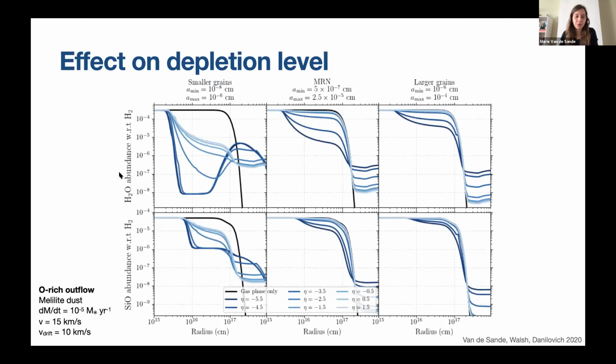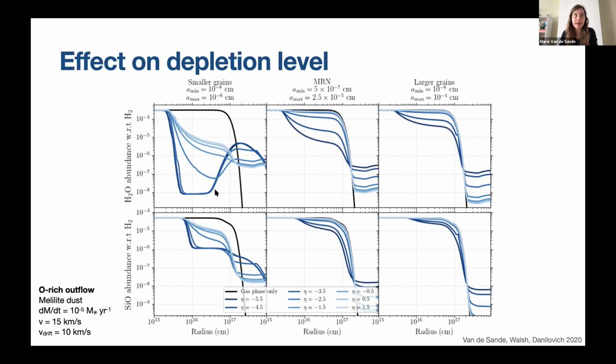Here I show you the water and SiO abundance in an oxygen-rich outflow. Black, again, is gas phase only. Different shades of blue are different slopes of the distribution. In the middle panel, I show you the results using the minimum and maximum grain size of the MRN distribution. On the right, larger grains, and on the left, smaller grains. And it's quite clear from this figure that the grain size distribution has an effect on the depletion level. So here for the smaller grains, you see that there's much more depletion going on.